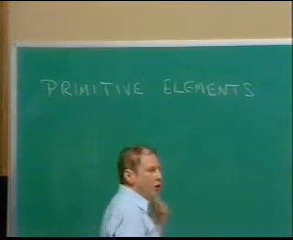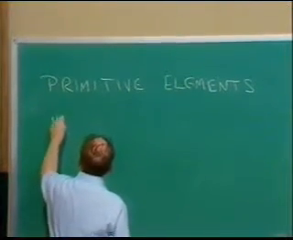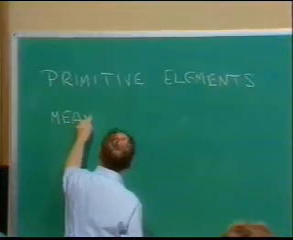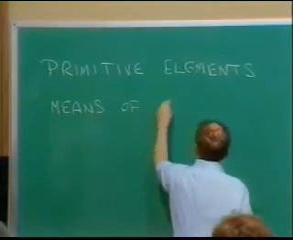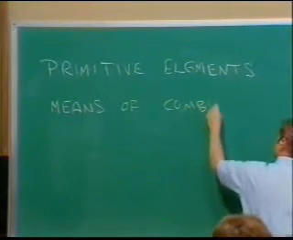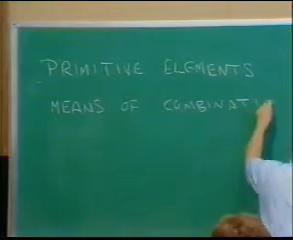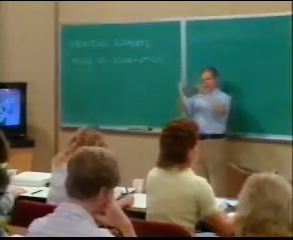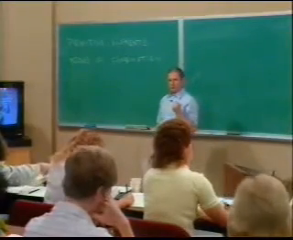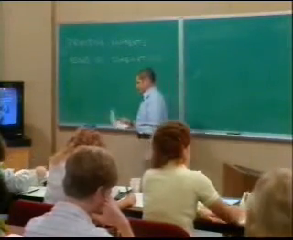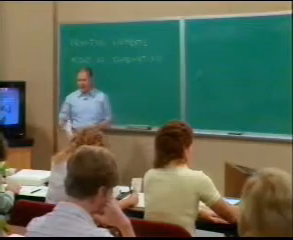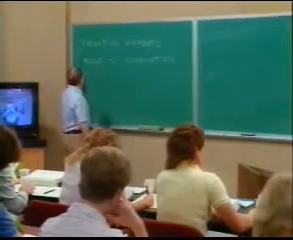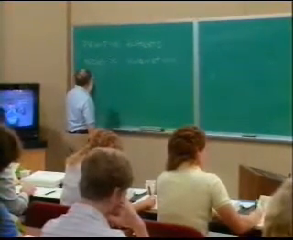Then, what are the ways you put those together? What are the means of combination? And what are the things that allow you to take these primitive elements and build bigger things out of them? What are the ways of putting things together? And then, what are the means of abstraction?